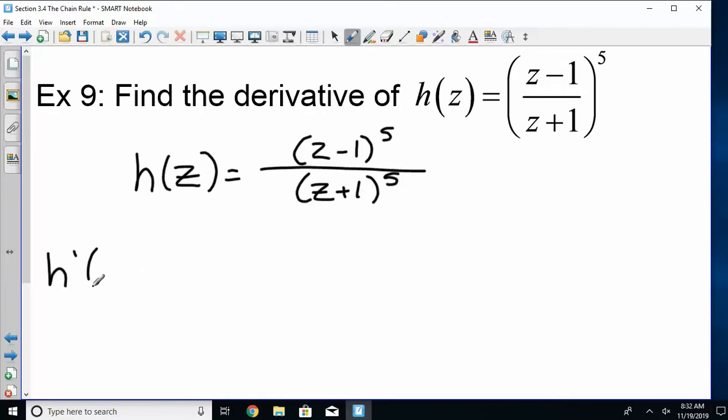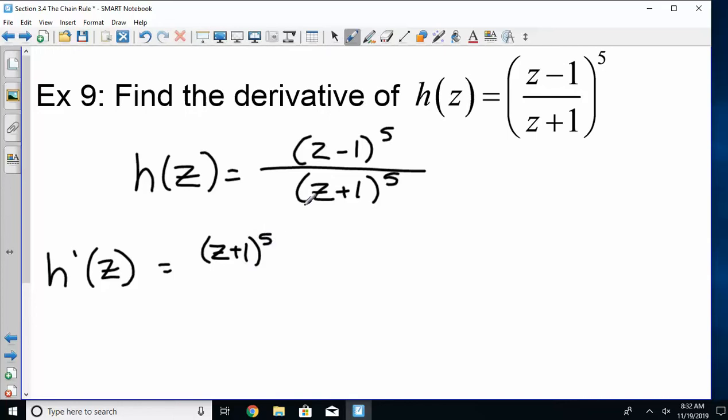So the derivative. The big thing we're doing here is I have something divided by something. So my big thing is I have to do the quotient rule. Quotient rule is low d high, derivative of the top.